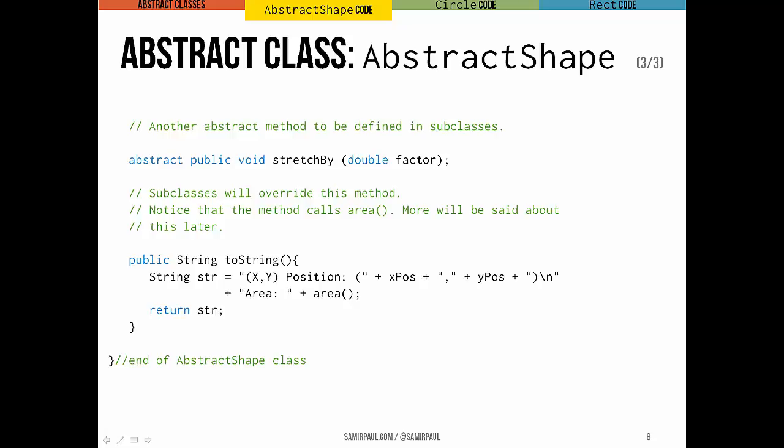Now, if you take a look at this last method here in abstract shape, toString, we don't declare toString as final because we want other subclass methods to be able to override it with something specific to themselves. So it is defined here, but subclasses will be able to write their own versions of toString and override it.